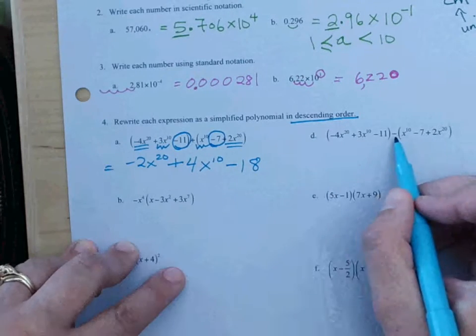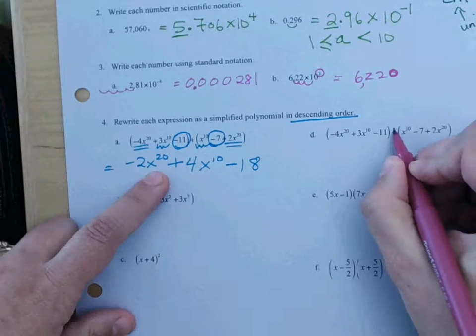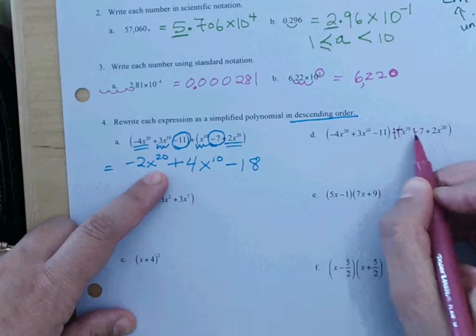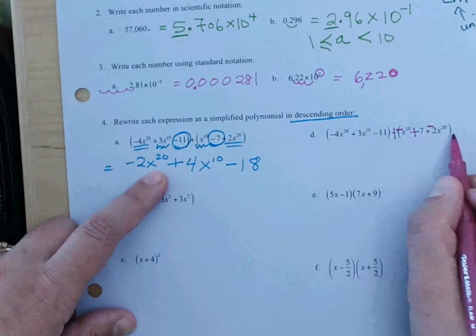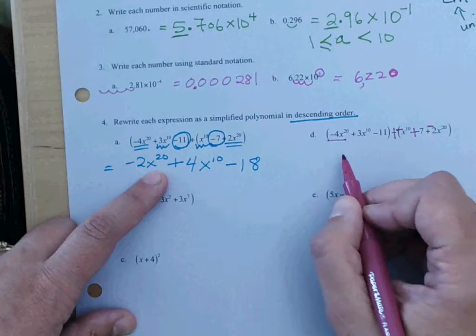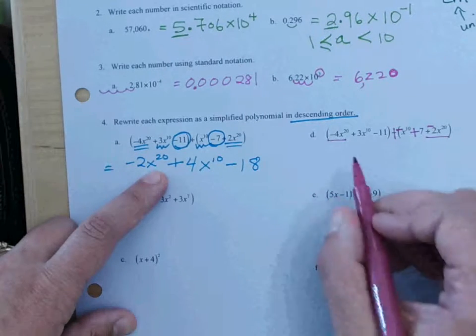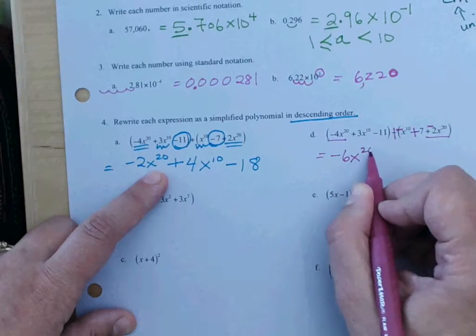Okay, over here, when we subtract, what do we need to make sure that we do when we subtract? Yeah, we need to add the opposite. So we're changing the signs of all of the numbers that come behind. So if we add the opposite, then we can be confident about the signs. So we have negative 4x to the 20th minus 2x to the 20th is negative 6x to the 20th. Good.